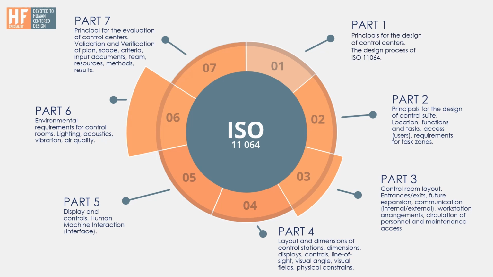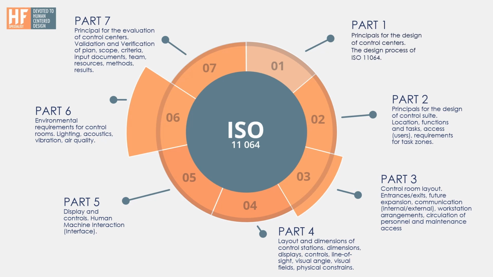Part 4 is the layout and dimension of the control station, and this has to do only with the workstation itself and everything that is included in that workstation. In Part 5, you have the displays and controls, as we call it, human-machine interaction or human-machine interface. In this part, you have some recommendations about the symbols that you're going to use, how to place the alarm management in those human-machine interfaces, and so on.